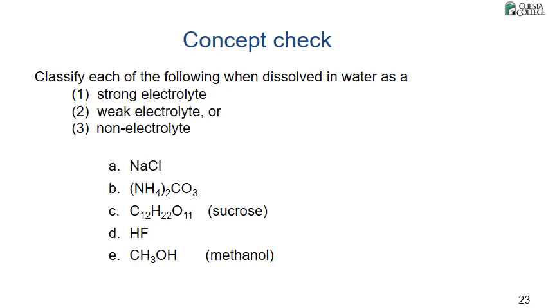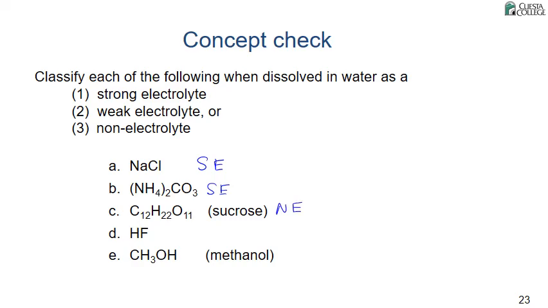Sodium chloride, it's a soluble ionic compound, so this is going to be a strong electrolyte. Ammonium carbonate, ammonium compounds are soluble, this is also going to be a strong electrolyte. Sucrose, we saw that way back with the electrolyte tester. Sucrose is a molecular compound, it's going to be a non-electrolyte.